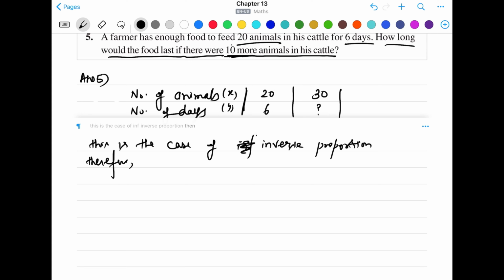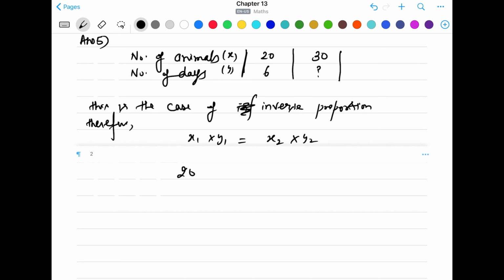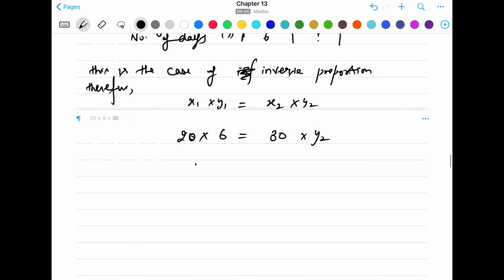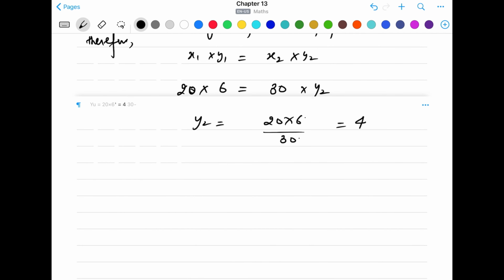Therefore, we can use the relation x1 into y1 equals x2 into y2. X1 in this case is 20, y1 is 6, equals x2, which is given now as 30, and y2 we have to calculate. So y2 will be 20 into 6 divided by 30, not 60, it's 6. So the zeros will be cancelled. This 6 divided by 3 will give us 2. 2 into 2 is 4. So we will write that the number of days the food will survive is 4.